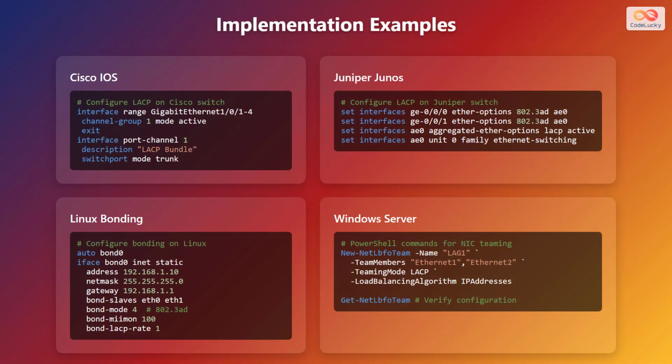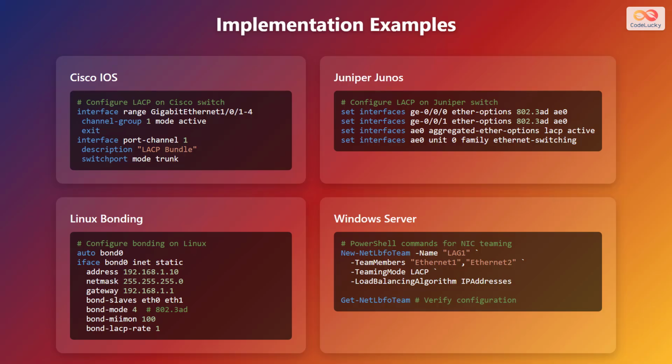Let's look at some practical implementation examples across different platforms. Here's how you would configure LACP on a Cisco switch. First, enter the global configuration mode, then the interface range configuration mode for Gigabit Ethernet 1/0/1 through 4. Next, configure the channel group to 1 and set the mode to active. Then, exit interface range configuration mode and enter the interface configuration mode for port channel 1. Configure the description to LACP bundle. Configure the switch port mode to trunk.